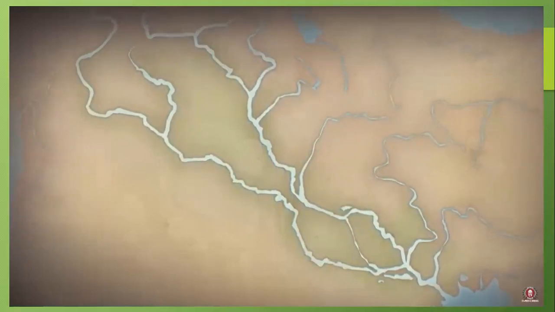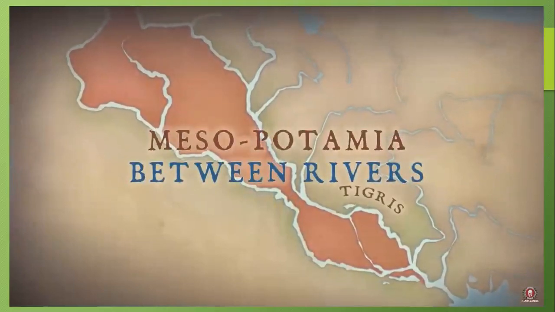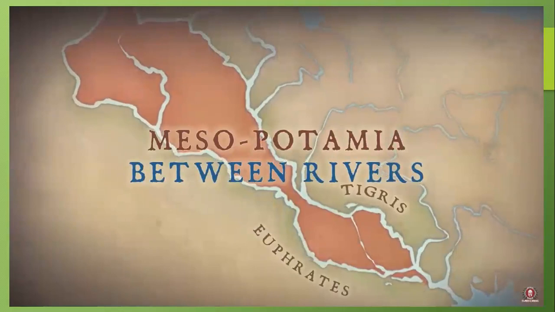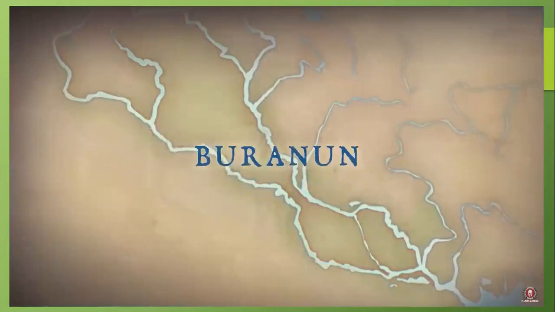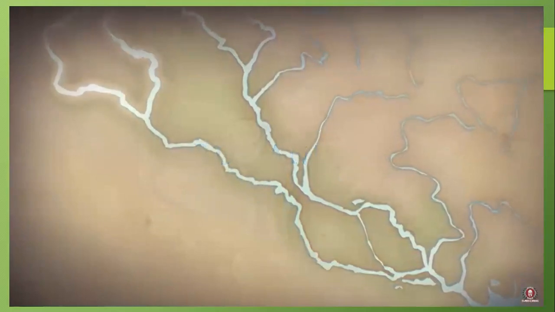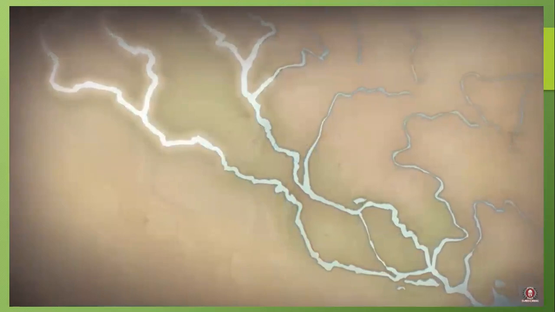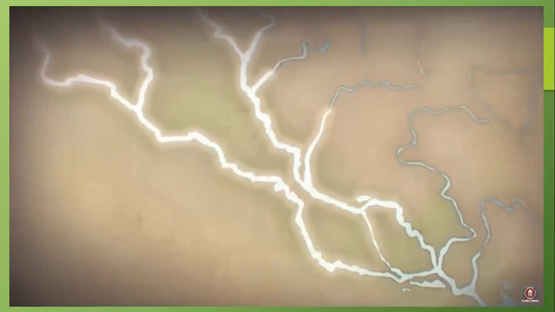The name itself literally means land between rivers, specifically the Tigris and Euphrates. The latter of these watercourses was given the name Buranun by the native Sumerians, a word meaning great rushing flood, a phenomenon which would define the relationship of the native people with their gods and land.